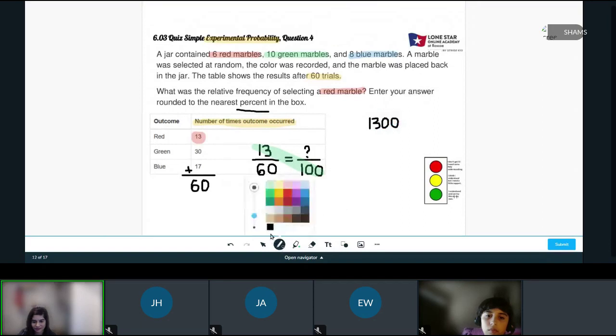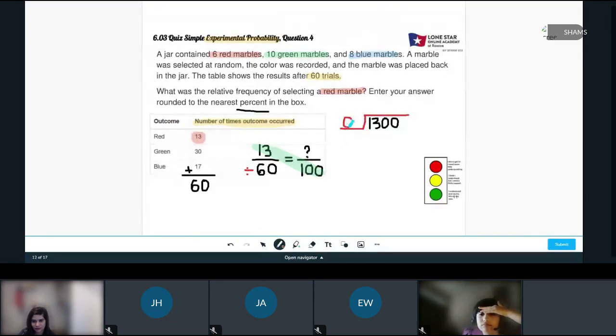Then I will divide by 60. Then divide by 60. Okay. One easy way to divide by 60 is to drop off the zeros.